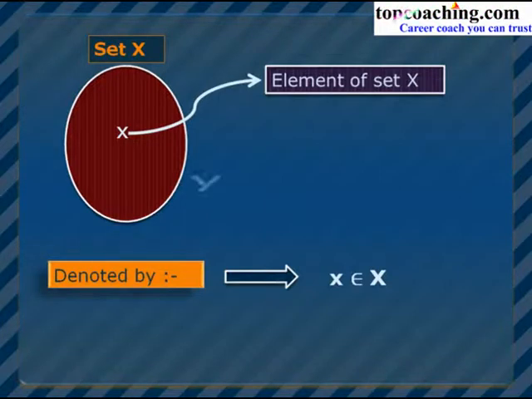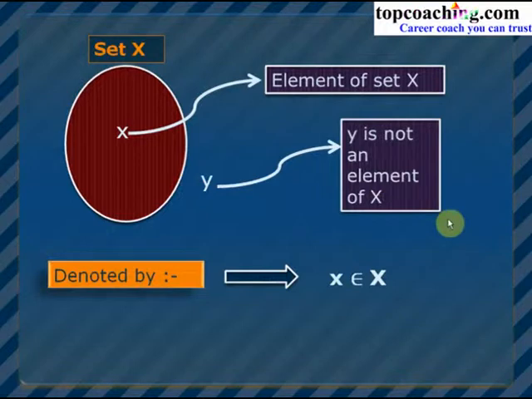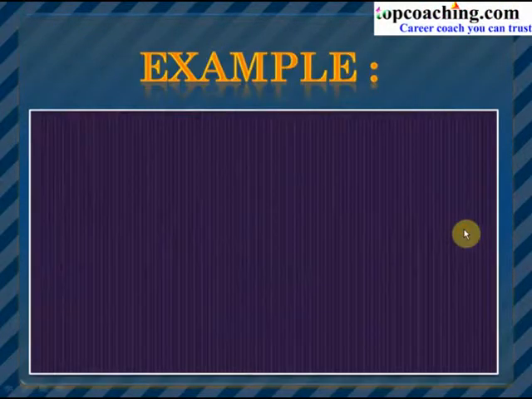Let us take another object. Let us say it is y. But we clearly see that this is not contained in this particular set. So y is not an element of X because this is not contained in the set X. Now how to denote that? y is not an element of X. So this is a mathematical notation, y ∉ X, which represents that y is not an element of the set X. y is not contained in the set X.